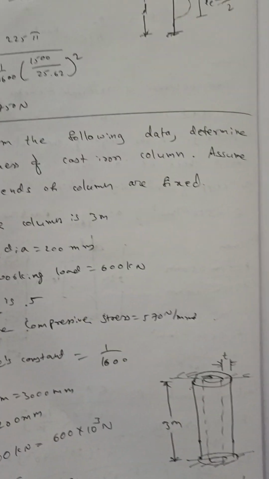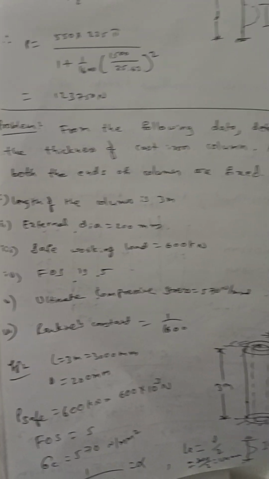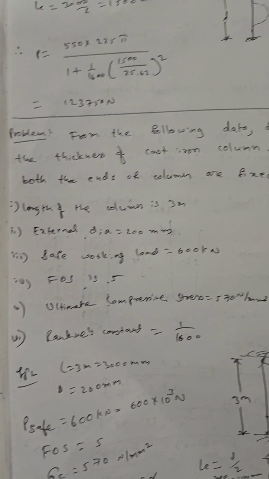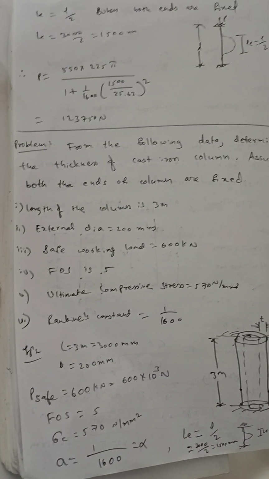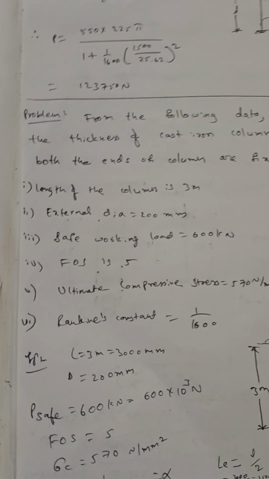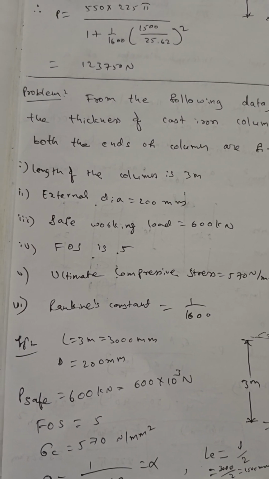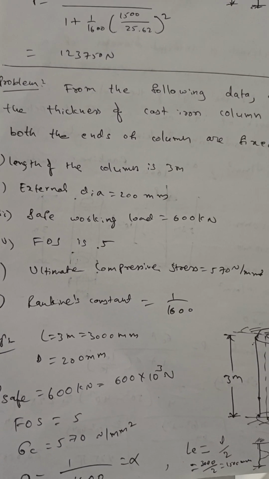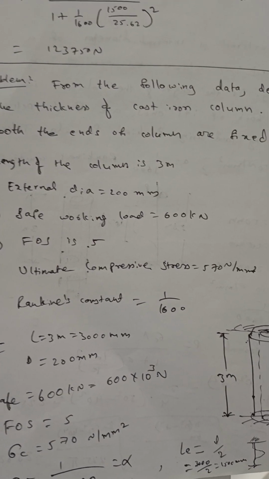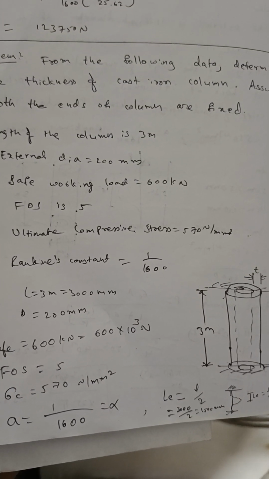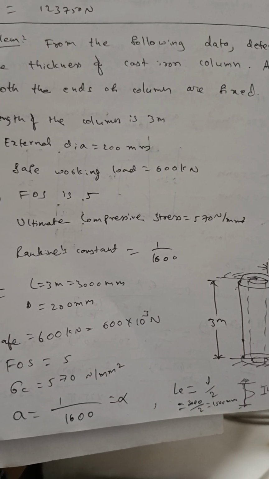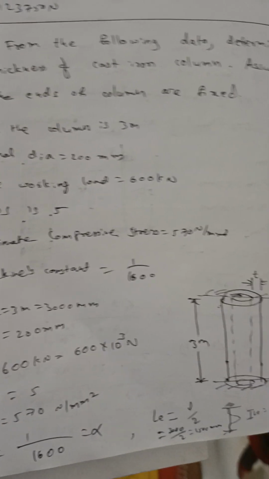Now, let us see the next problem. From the following data, determine the thickness of the cast iron column. Assume both ends of the column are fixed. The external diameter is given, the internal diameter is not given here. The safe working load is given as 600 kN, the factor of safety is 5, and the ultimate compressive stress sigma C is 570. Rankine's constant a is given as 1 by 1600.